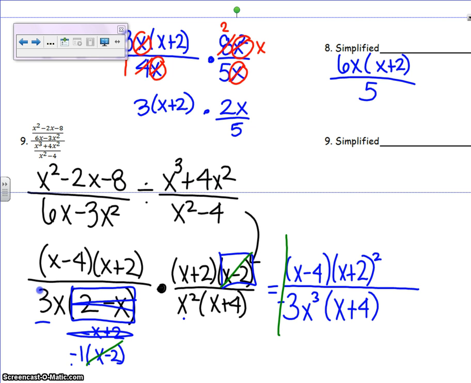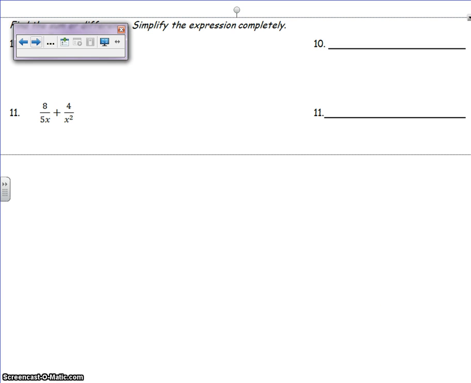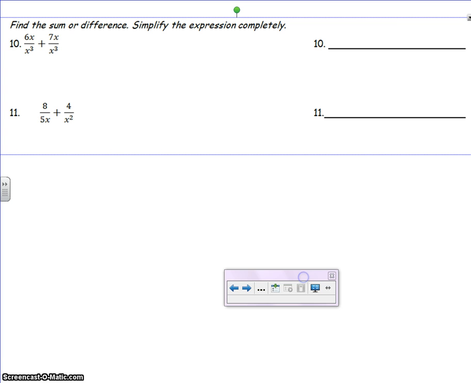So this ends up being our simplified answer. Let's move on to addition and subtraction. Remember, we need our common denominator, so let's go ahead and start with these two. On number 10, we have a common denominator. 6x plus 7x, we just put them over the same denominator.